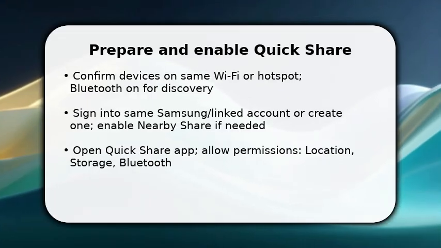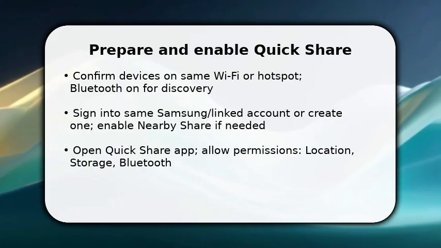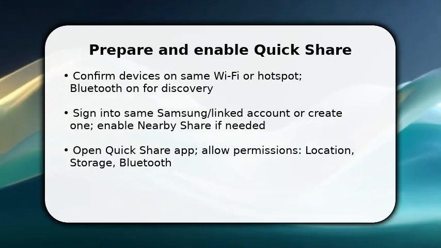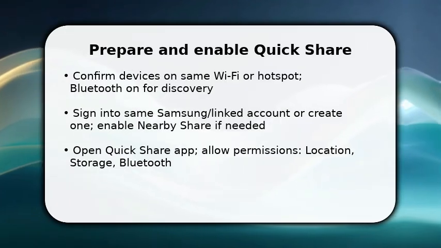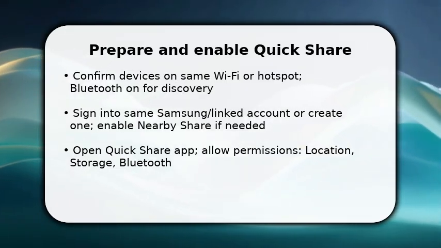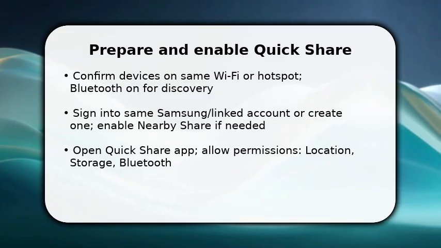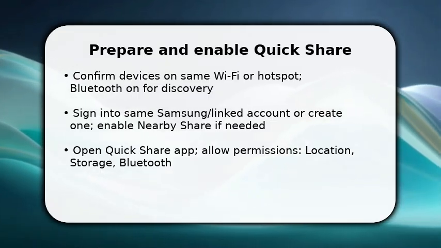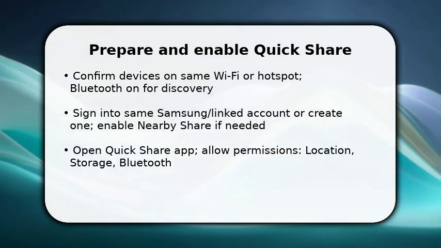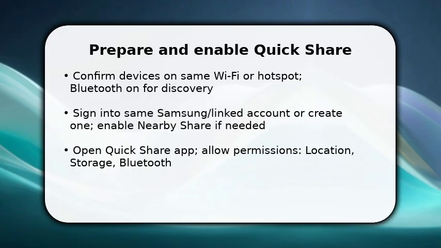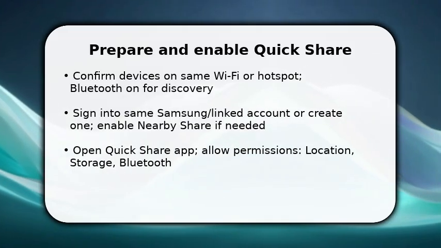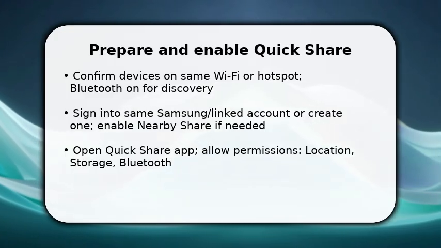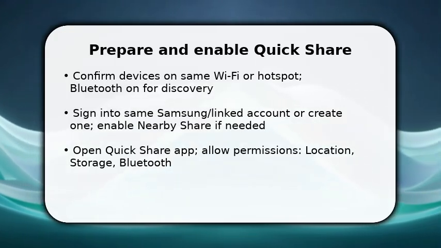You start by enabling the essentials so the transfer can actually begin. Turn on Wi-Fi and Bluetooth on both devices and make sure they are on the same network or one is a personal hotspot. Sign into your Samsung or linked account so devices trust each other. Once signed in, open QuickShare and grant location, storage, and Bluetooth permissions. Doing this removes most access blockers, so transfers can be discovered and initiated immediately.